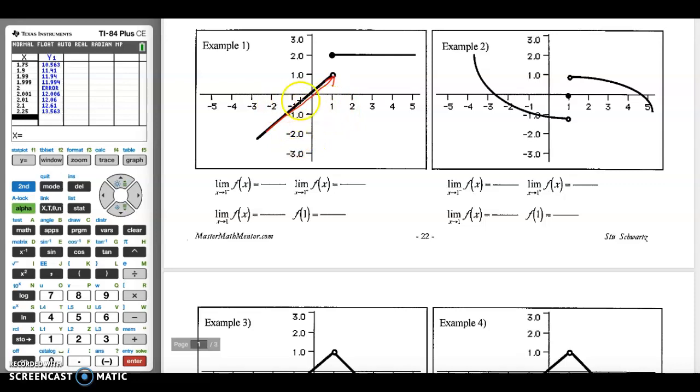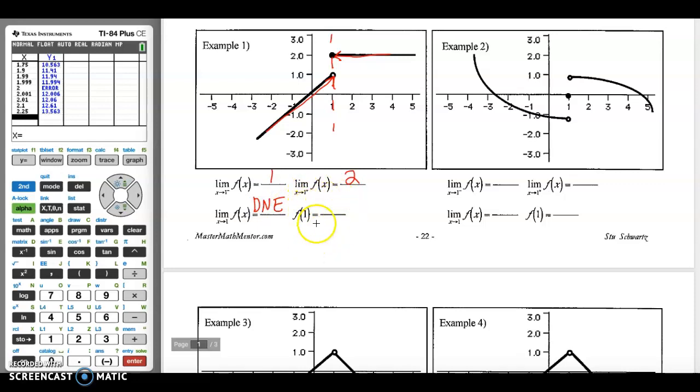Well, as I approach 1 from the left-hand side, it looks like my y value is going to be the number 1. And then from the right-hand side, as I follow right along the graph, as I approach 1, what does it look like my y value is going to be? Well, it looks like my y value is going to be 2. Those don't match, and so we write for our general limit that this is DNE, does not exist.